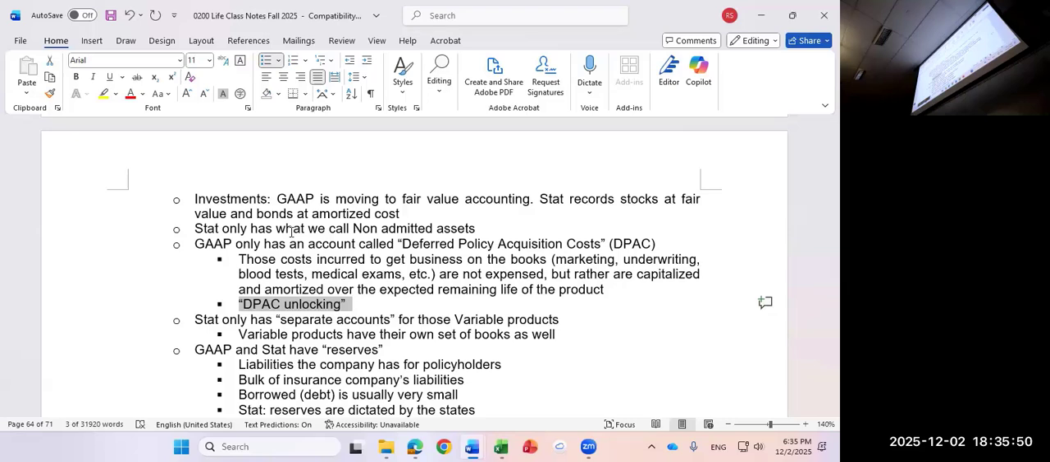If you took an accounting class where they did the LIFO unlocking, you remember that? Pretty complex. This is like 10 times more complicated. It's very, very intensely mathematical. So there are some things in the insurance business that you just don't see anywhere else.